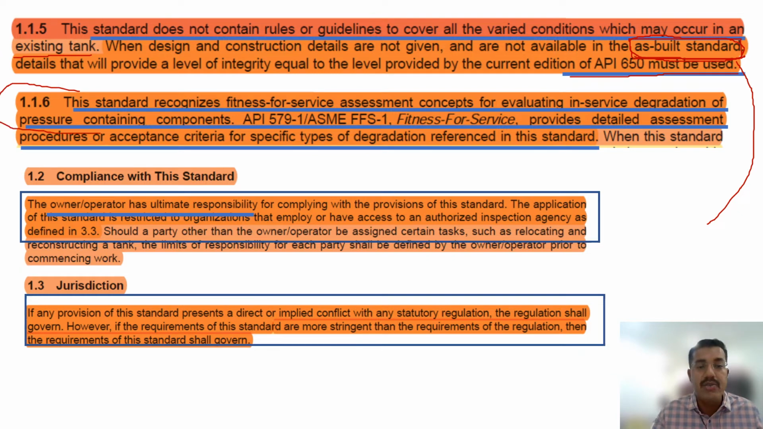This question is usually asked. Which code is used for fitness for service? API 579-1 ASME FFS, fitness for service FFS. Okay.